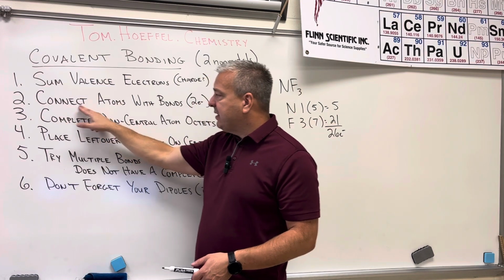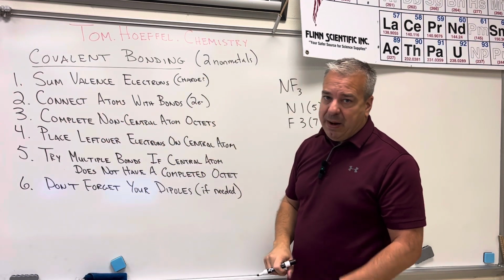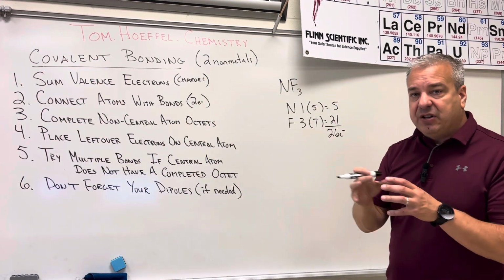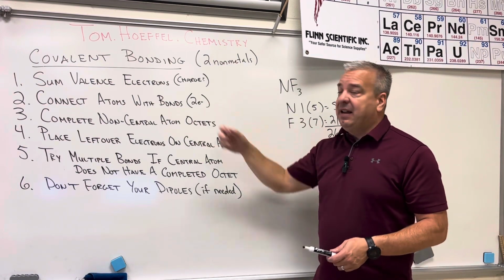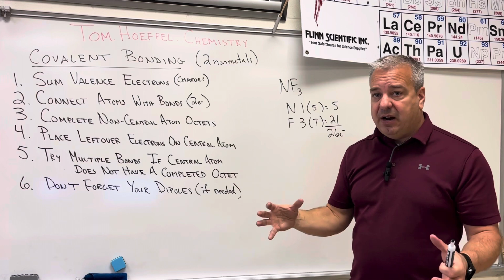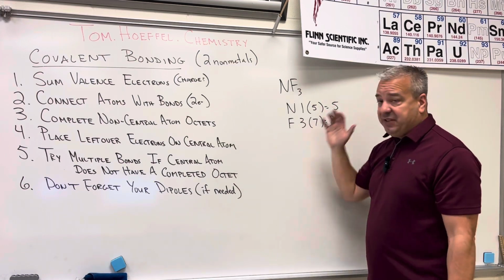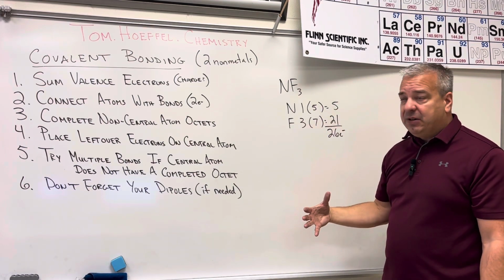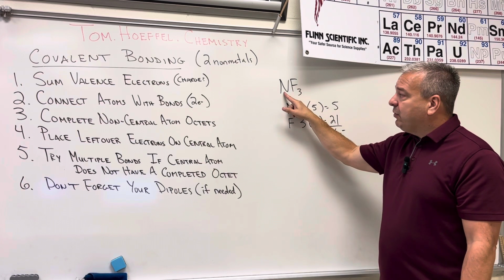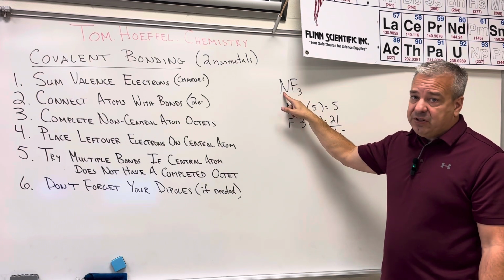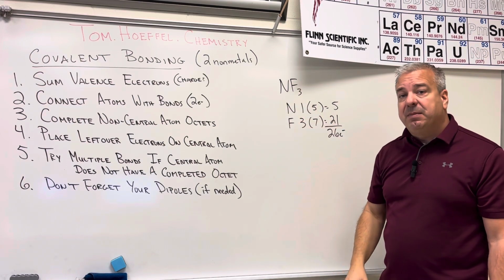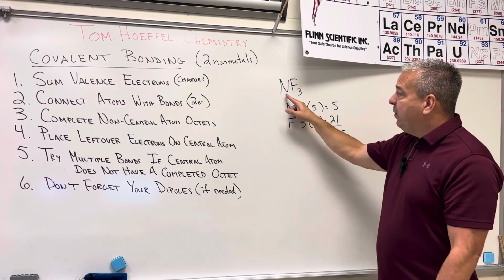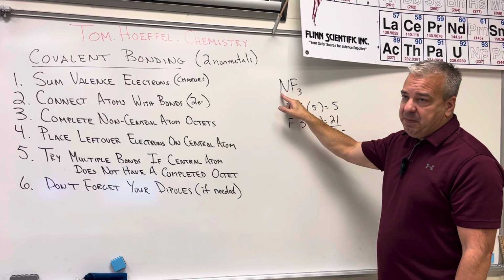Step 2 says connect the atoms with bonds. Now, a covalent bond is just going to be a line or a dash, and that line or dash constitutes 2 electrons. We have central atoms and non-central atoms in covalent bonding. Your central atom is not always the first atom. However, your central atom typically is going to be the one that's singular. The one that's singular in this case is going to be the nitrogen.